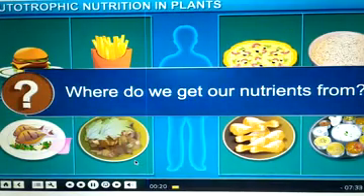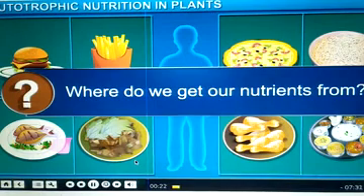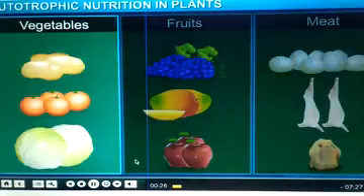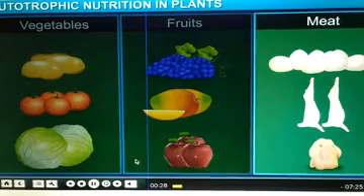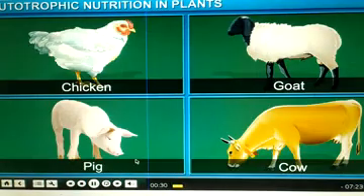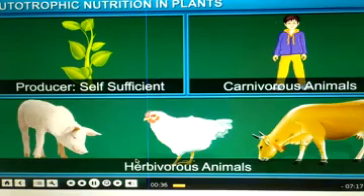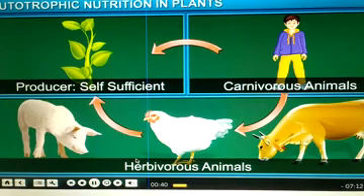Where do we get our nutrients from? We get our nutrients from vegetables, fruits, or meat. Most of the animals that we consume as meat depend on plants for their nourishment. We are all directly or indirectly dependent on plants for our nutrition.